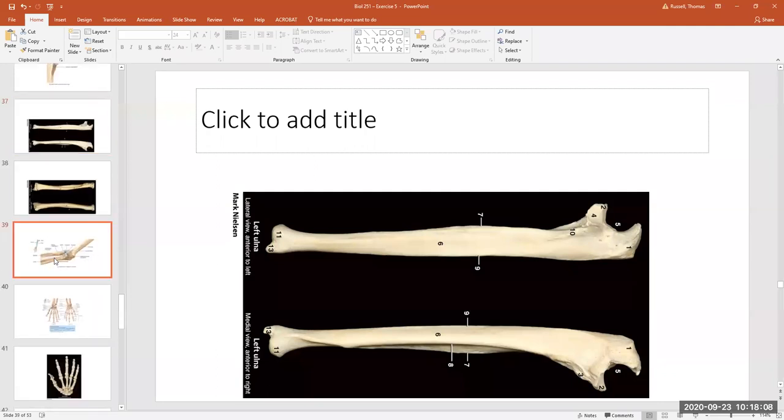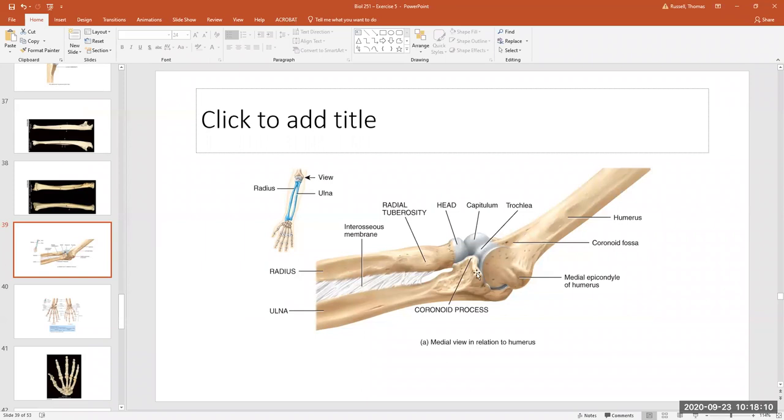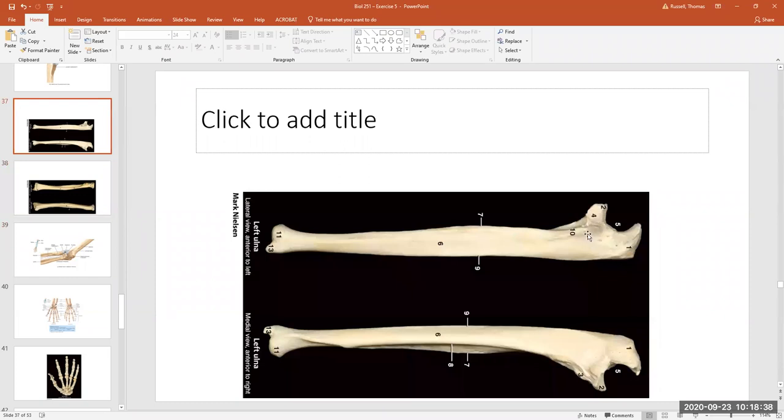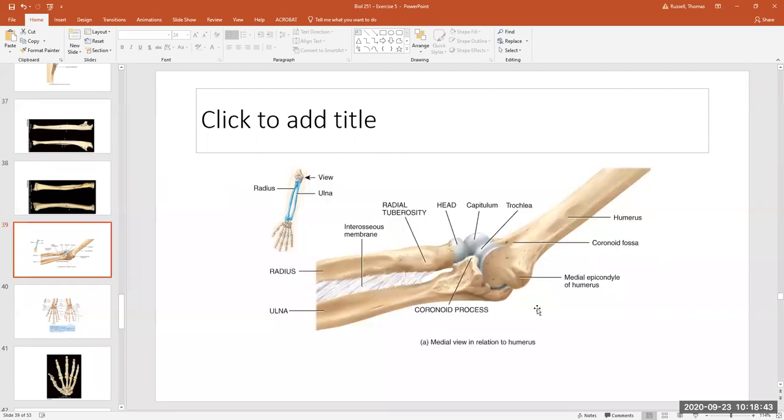All right, so we could look at it articulated. Here's the humerus. Here's the trochlea. The trochlea spins inside the notch. Here's the capitulum and it articulates with the head of the radius. Here's the radial tuberosity just below the head. And then on the lateral side of the ulna is a little indentation just below the mouth that I'm calling the mouth. And that's where the head of the radius spins. It twists on its axis in that little cavity. So that would be called the radial notch on the ulna.